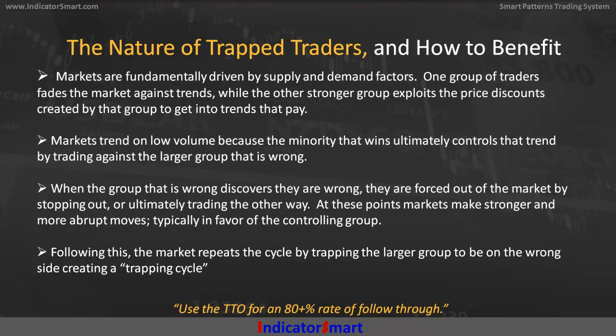When the group that is wrong discovers they're wrong, they're forced out of the market by stopping out or ultimately trading in the other direction. At these points, the market makes stronger and more abrupt moves, typically in favor of the controlling group. So following this, the market repeats the cycle by trapping the larger group to be on the wrong side, creating what we call a trapping cycle. This video is really about getting on the right side of that trapping cycle.